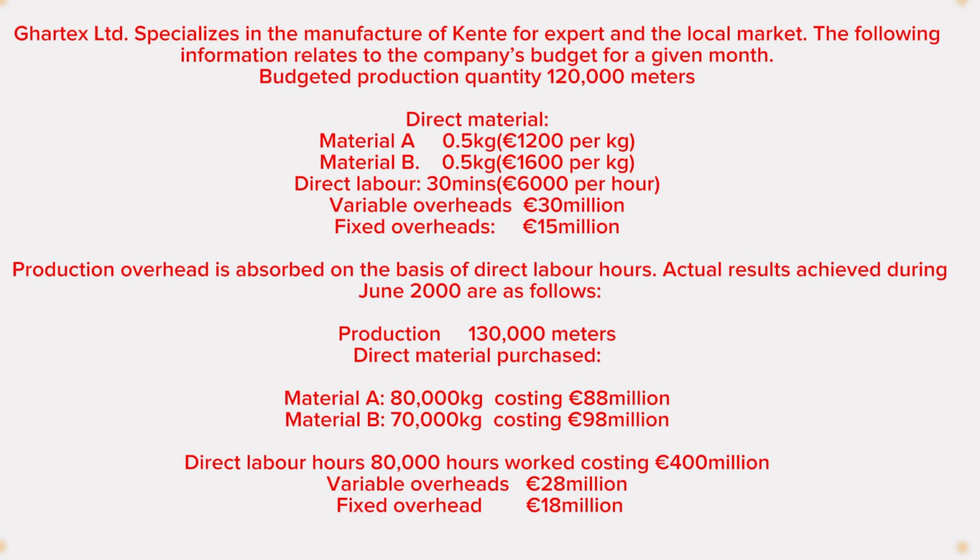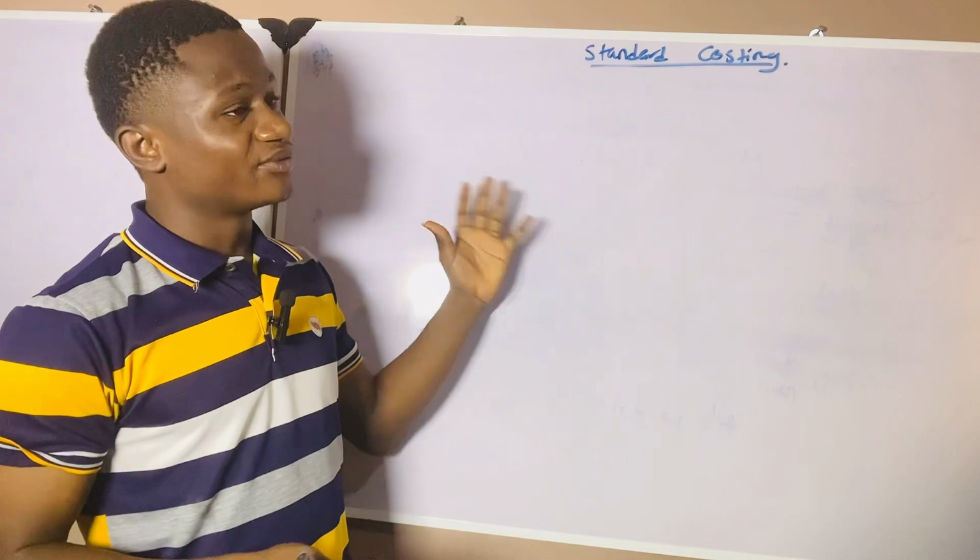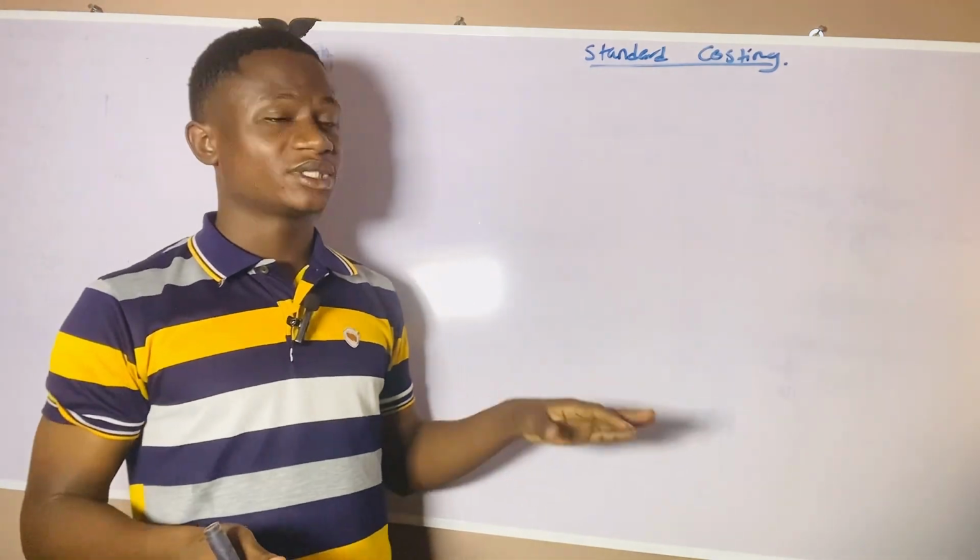Now, the actual results achieved during June 2000 are as follows. Production is 130,000 meters. Direct material purchases: Material A 80,000 kg costing 88 million euros, Material B 70,000 kg costing 98 million euros. Direct labor hours: 80,000 hours worked costing 400 million euros. The actual variable overhead is 28 million euros and the actual fixed overhead is 18 million euros. For the basis of this class, I'll focus on the variable overhead and the fixed overhead. That's what I'm going to be calculating in this question.